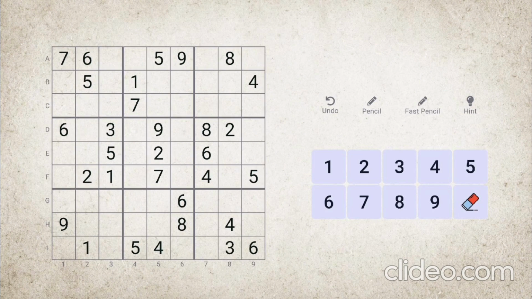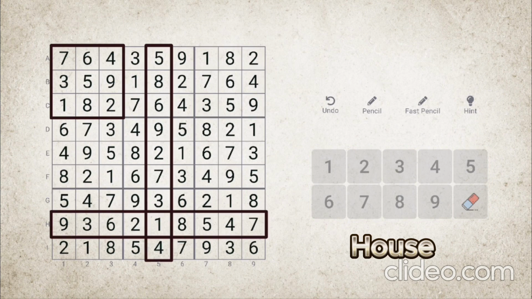Next word is house. A house is any group of 9 cells where all the numbers from 1 to 9 must be placed exactly once. For example, any block, any row, or any column can also be called a house because, according to Sudoku rules, all numbers from 1 to 9 must be placed exactly once in each of them.